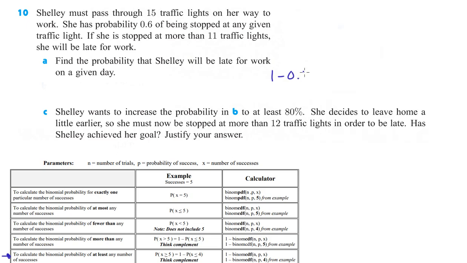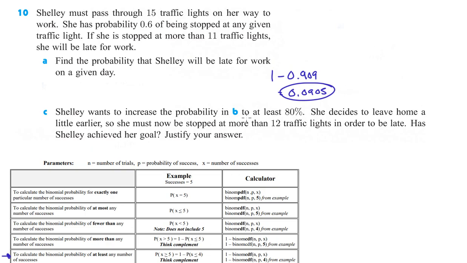1 minus 0.909 ends up giving us 0.0905 if we didn't round that off before. Okay, all right, and then part C here.